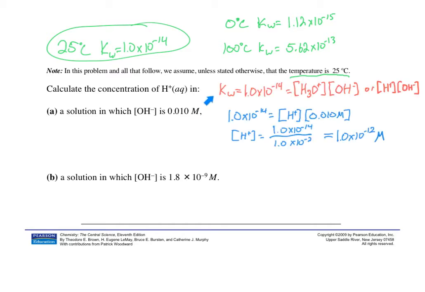So we know that Kw is equal to 1.0 times 10 to the minus 14, which is equal to the concentration of hydronium times the concentration of hydroxide. Recall, we can shorthand hydronium to H plus.